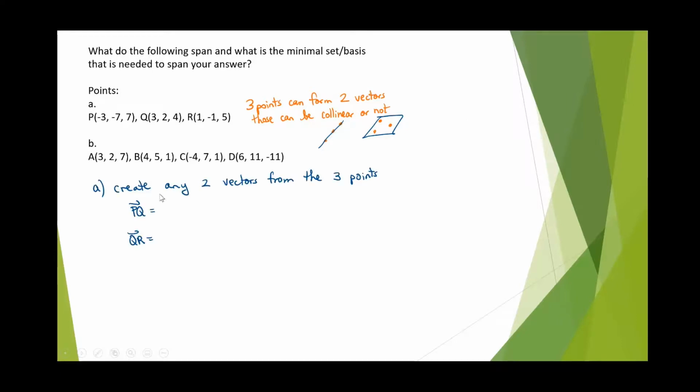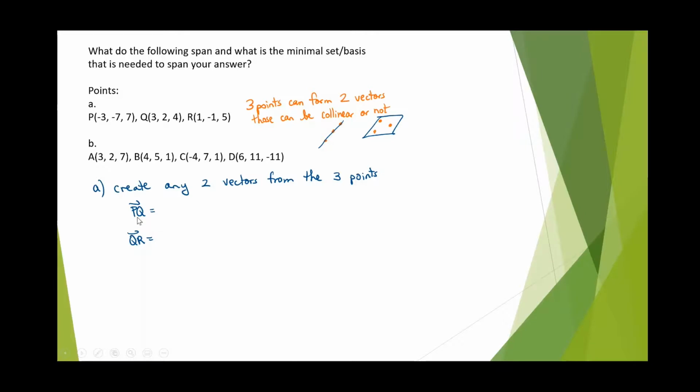So what we're going to do, because we need to check whether the vectors are all on the same line or maybe they're not, is create the two vectors from the 3 points. I'm going to do PQ and QR. You of course could have also done PR as well, but just any two would be sufficient.